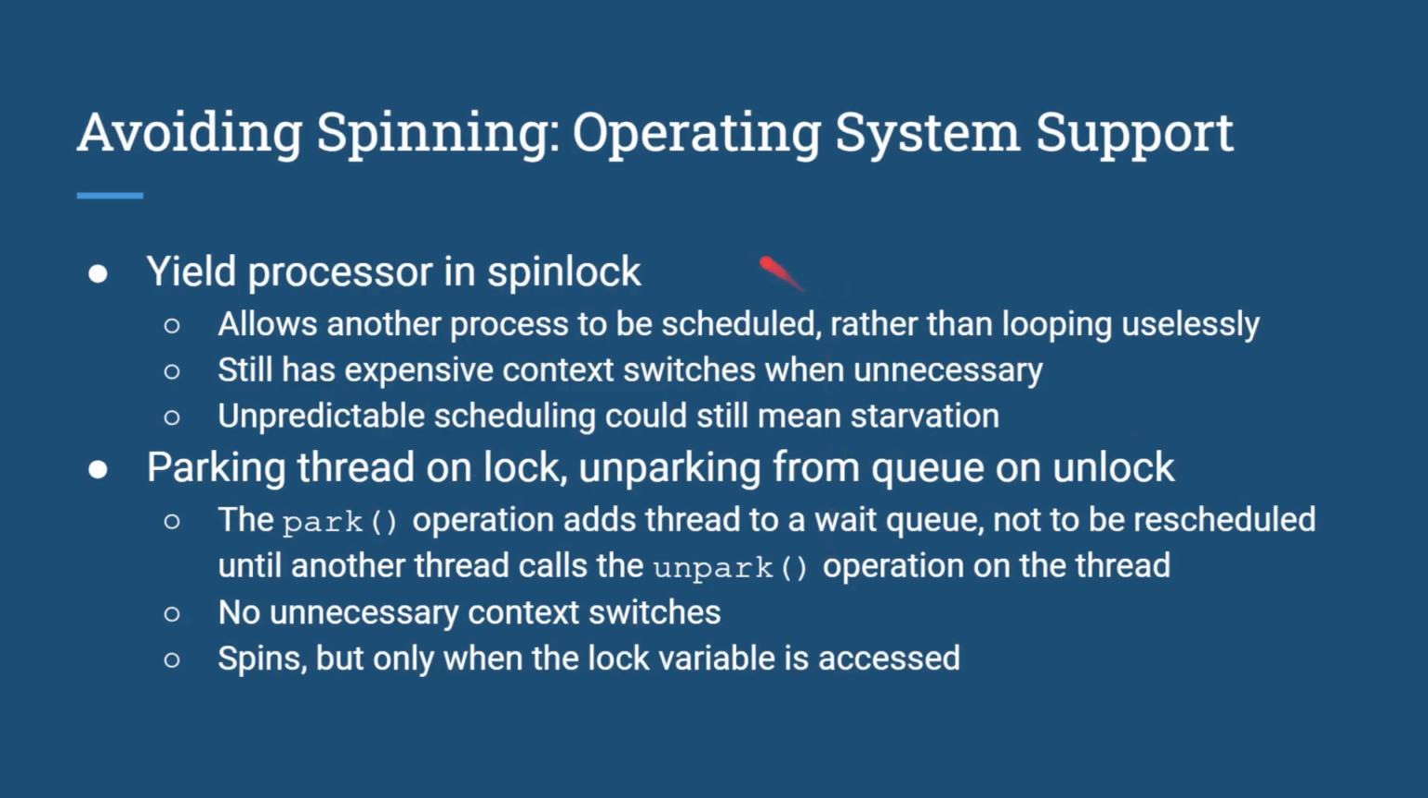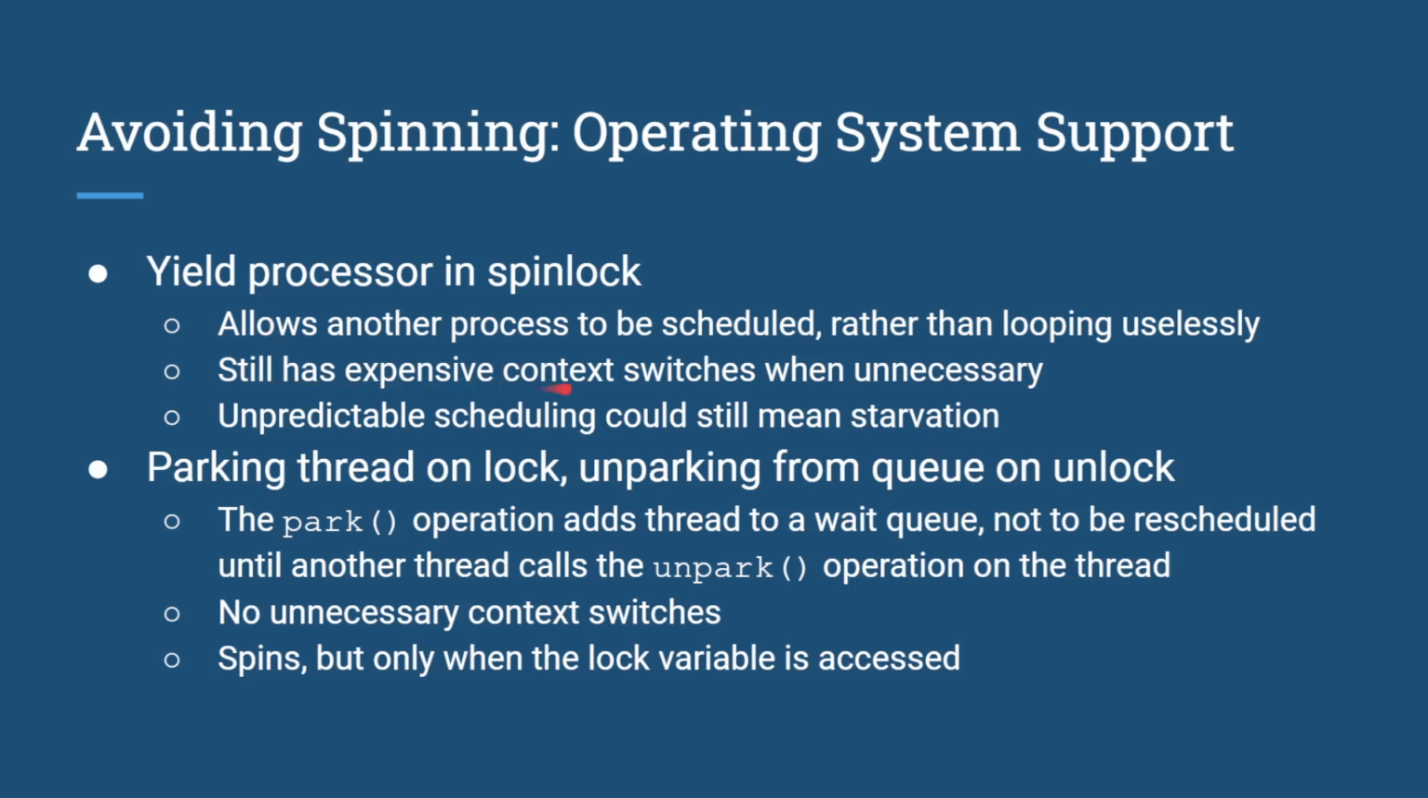So what can we do? We fixed the race condition with machine hardware. How can we fix the spinning problem? Well, there are a couple ways we can do this. The first is just simply yield the processor during the spin lock. So within the spin lock loop, call a yield instruction, which actually causes the operating system to schedule another process.